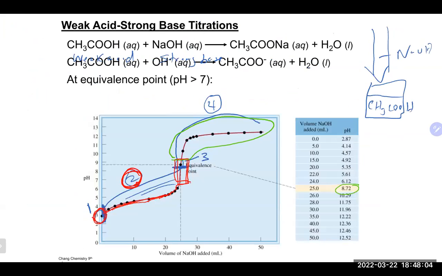And we could see how we did on this particular one. That is right in between those numbers, so that's pretty good. All right, any questions on this type of titration curve? We have one more type of titration curve to talk about next time.